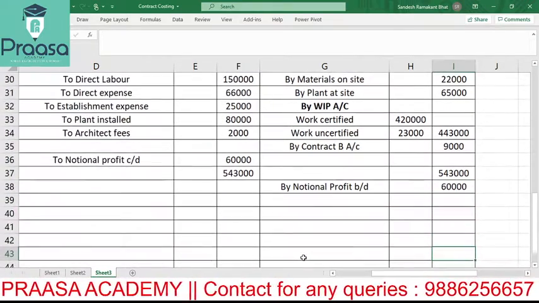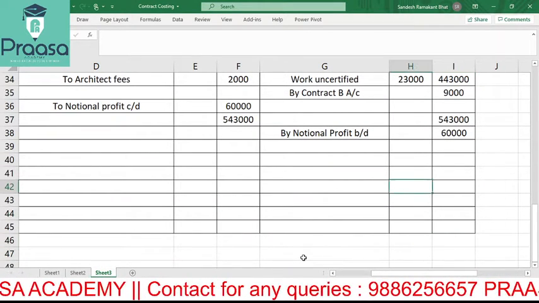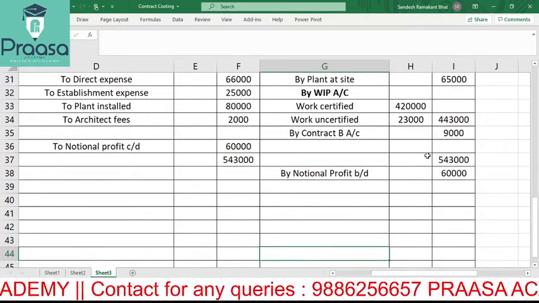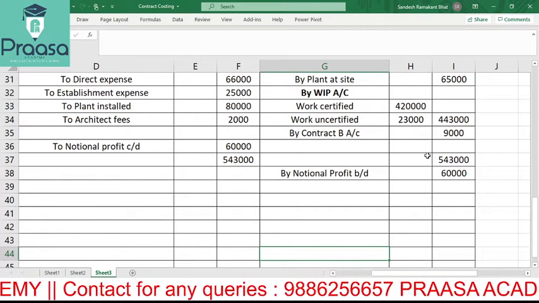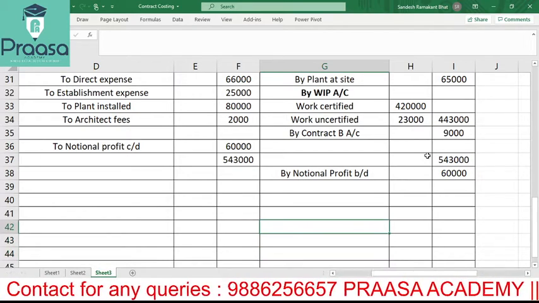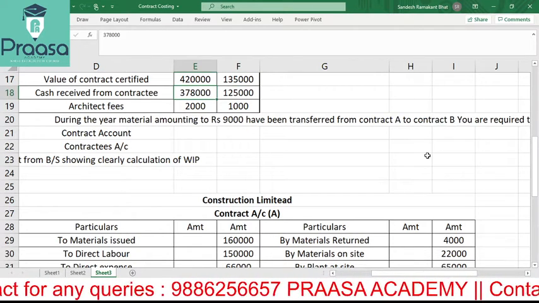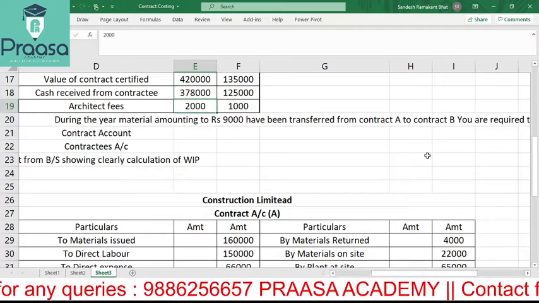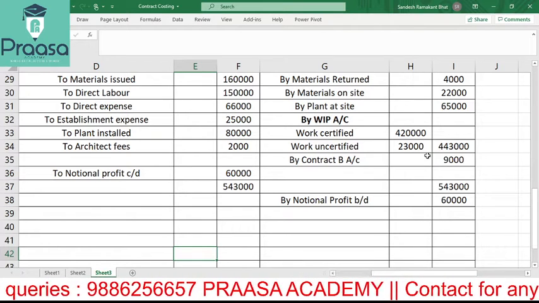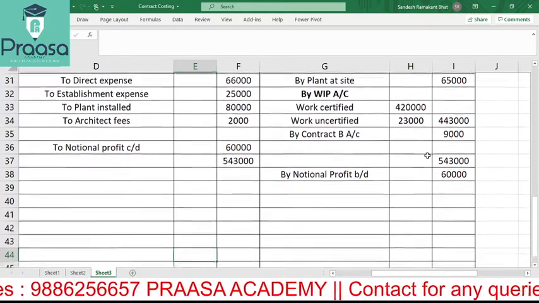Of course, no other information with regard to completion is given. Remember 4,20,000 and 23,000, 4,43,000. Is cash received information given? Let's see in the question. Yes, cash received from the contractee is 3,78,000. That information has been given here. Overall 4,43,000 is the assumed cost, and in that 4,20,000 is work certified. Once again it comes under the bracket of 50 to 90%.